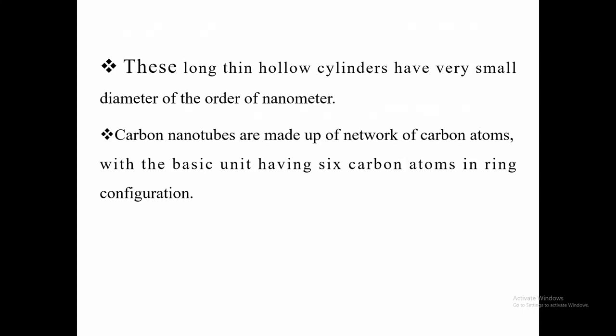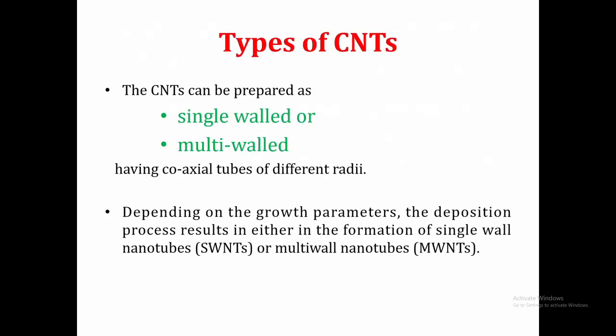It is made up of a network of carbon atoms, with the basic unit having 6 carbon atoms in a ring configuration. Carbon nanotubes are widely used in the electronic industry, space technology, and in paper batteries. There are two types of carbon nanotubes: single-walled and multi-walled. They can be prepared as single-walled or multi-walled, having coaxial tubes of different radii. Depending on the growth parameters, the deposition process results in the formation of either single-walled or multi-walled nanotubes.